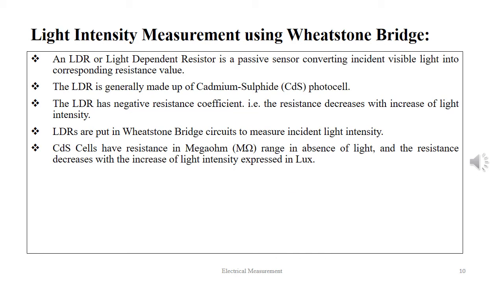A Wheatstone bridge can be arranged to measure light intensity. An LDR, or light dependent resistor, is a passive sensor converting incident visible light into a corresponding resistance value. The LDR is generally made of a cadmium sulfide (CdS) photocell. The LDR has a negative resistance coefficient, that is, the resistance decreases with increase of light intensity. LDRs are put in Wheatstone bridge circuits to measure incident light intensity. CdS cells have resistance in the megaohm range in the absence of light, and the resistance decreases with the increase of light intensity, expressed in lux.